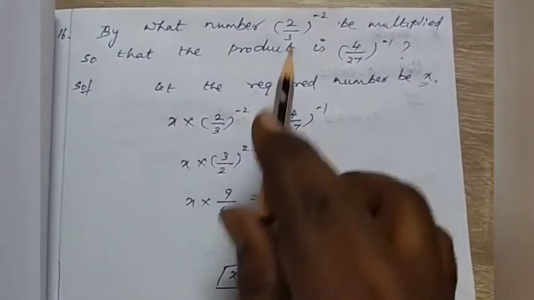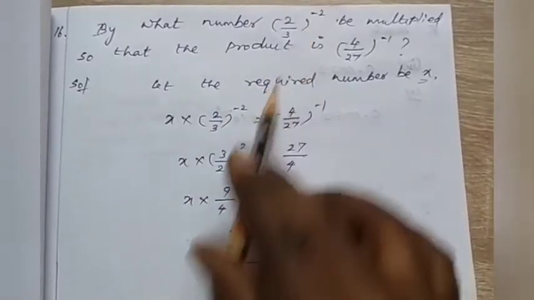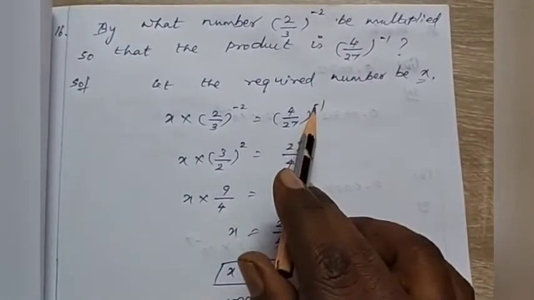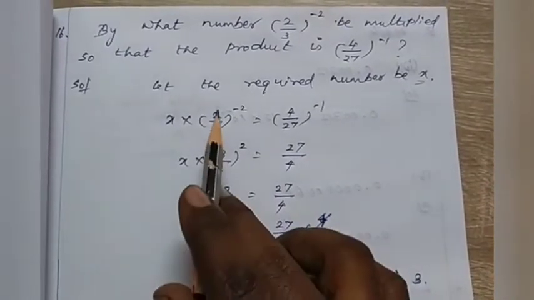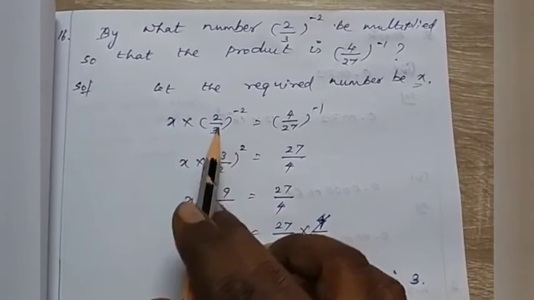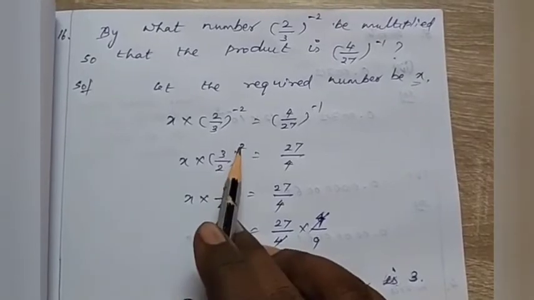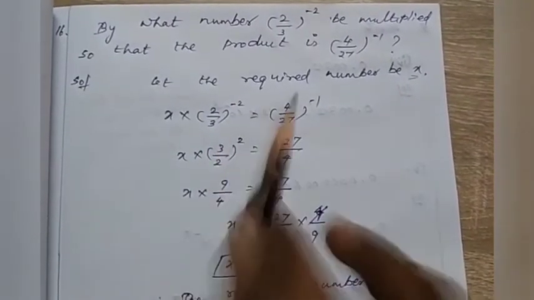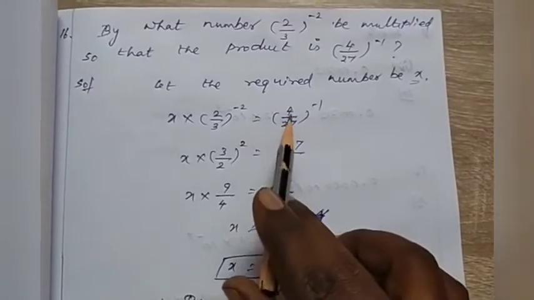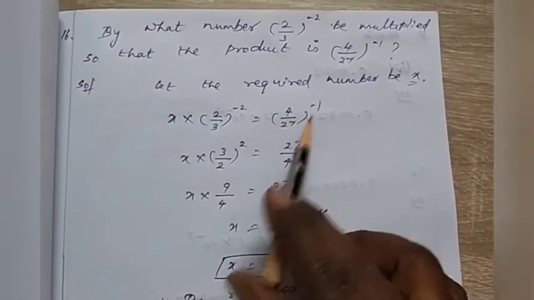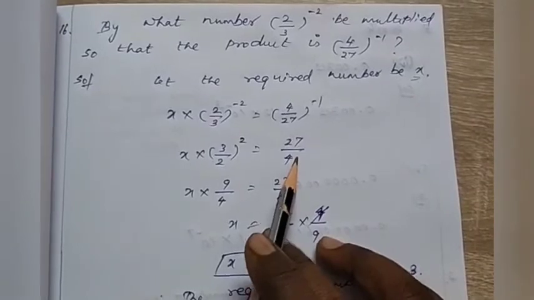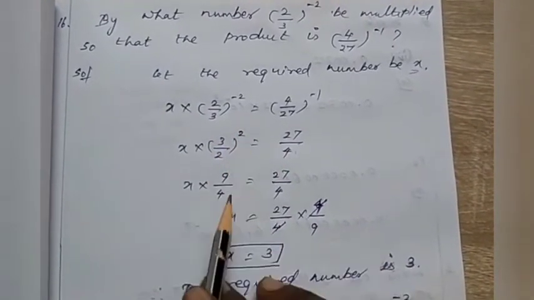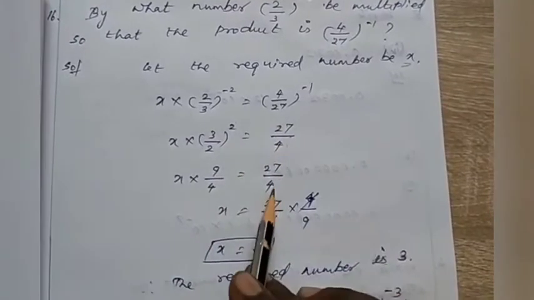So the condition is x into (2/3)^(-2), and the product is (4/27)^(-1). So x into (2/3)^(-2), we write (3/2)^2, since (a/b)^(-m) is equal to (b/a)^m, is equal to (4/27)^(-1). We write 27 divided by 4. So x into 3 squared is 9, 2 squared is 4, is equal to 27 divided by 4.